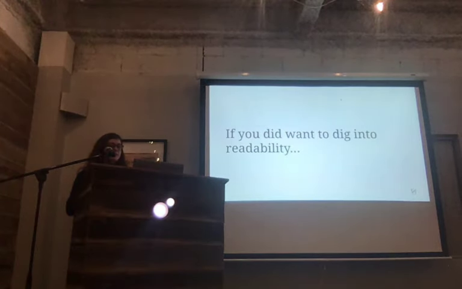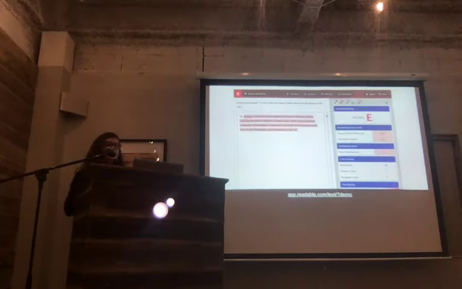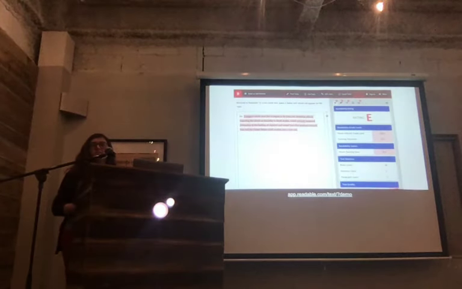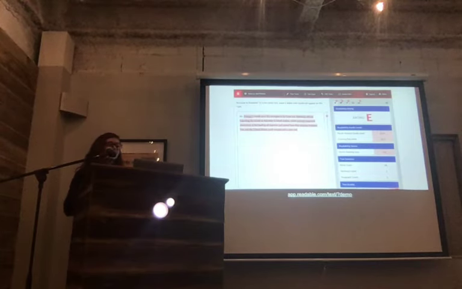If you did want to dig into readability and making sure you're writing to a 6th grade level and all of that, there are tools for that. I'm just throwing one out there for now, readable.com. You can throw some text in this and it'll give you a rating of how readable your text is. I just threw in a paragraph from the New York Times, so maybe not 6th grade level, which is why it's giving me that E.